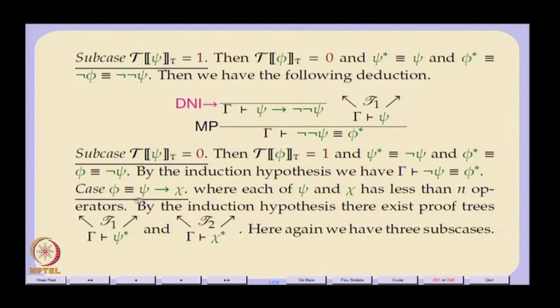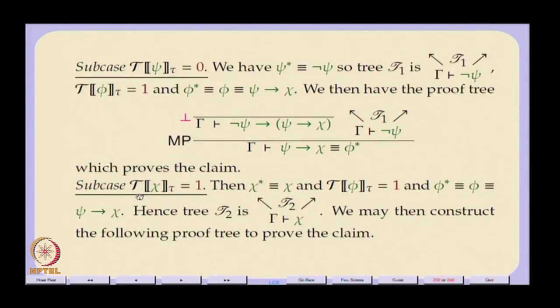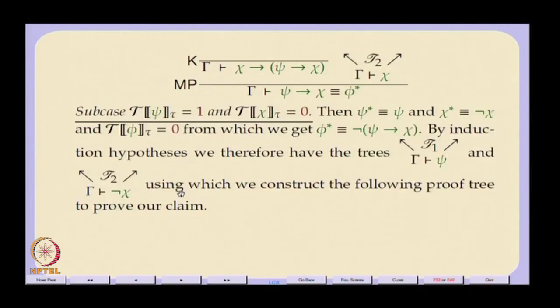In the case when phi is of the form psi arrow chi, we have essentially three sub cases. When psi is assigned false, clearly it does not matter what chi is. When chi is assigned true, clearly it does not matter what psi is. The only other case, the third case, is when psi is assigned true and chi is assigned false, and that is the important case.